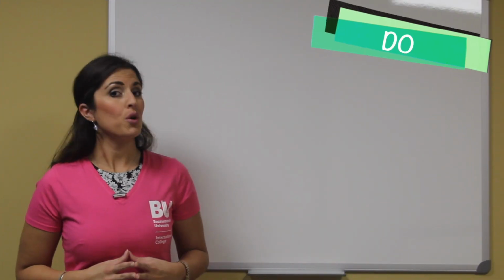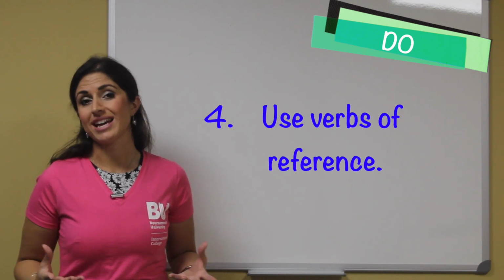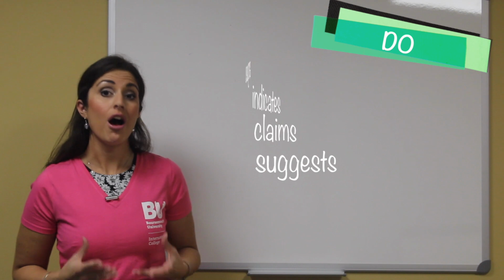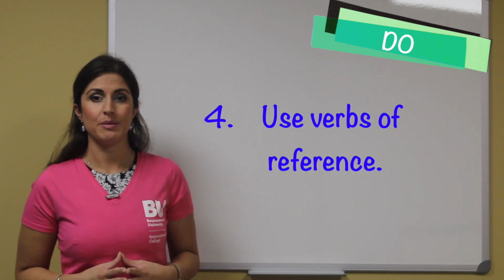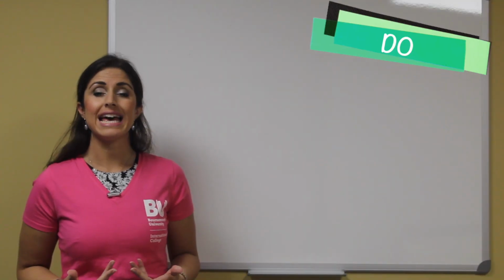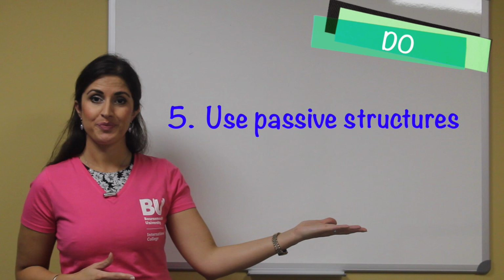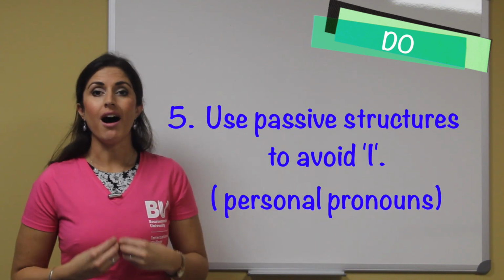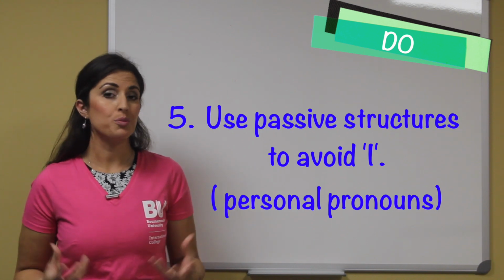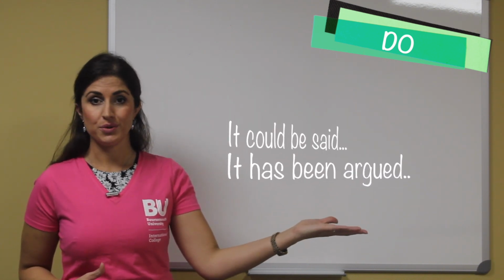Now, we'd also use verbs of reference. These include suggest, claims, indicate, argues. These are very important and commonly used in academic writing. An important tense that we use in academic English is the passive. The passive is commonly used to avoid I and personal pronouns. So, it has been argued.